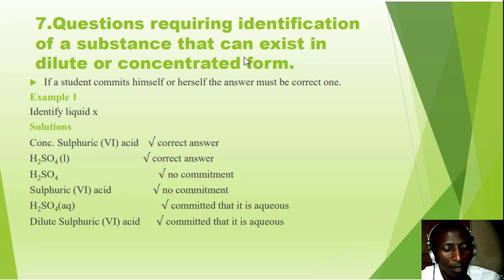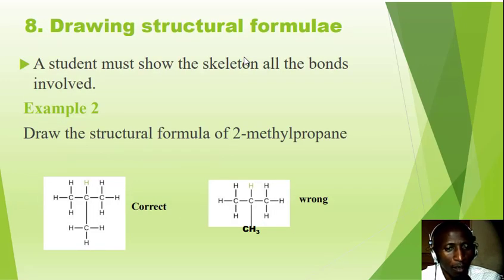Let's look at number 8, drawing the structural formula. The student must show the skeleton of all the bones involved. Indeed, what we are saying is the student must open up all the bonds. In my first illustration, I have shown the structural formula of 2-methyl propane with all the bonds open.